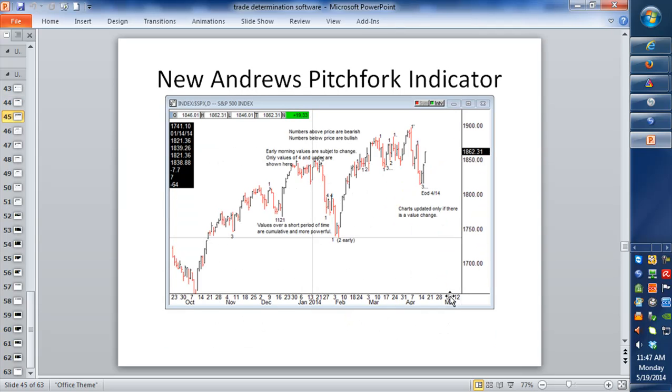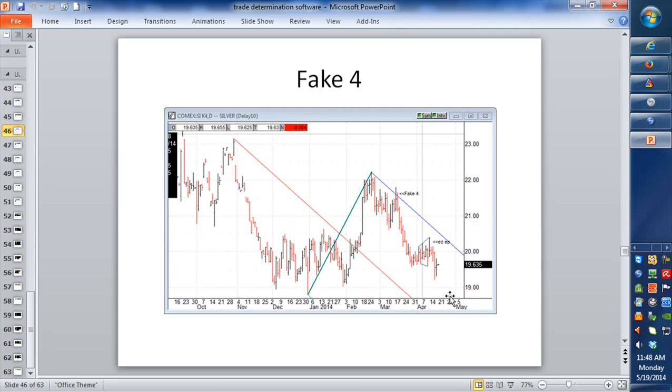Okay, and then another signal we're going to wind up using is called the new Andrews Pitchfork indicator. You can see the update of that at andrewspitchfork.com. Another thing we're looking at using is something called a fake 4. And here's a nice example of a fake 4.